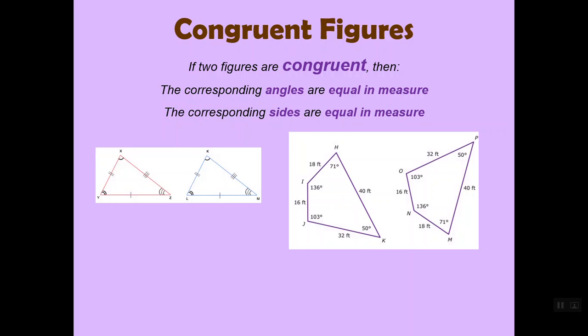You can see in this example, it might not be as easy to see, but you can see that there's a length of 18 feet of one side that matches up with a length of 18 feet of the other figure. And you can see we've got a 40-foot length in each side on each figure, and we have matching angle measures as well.